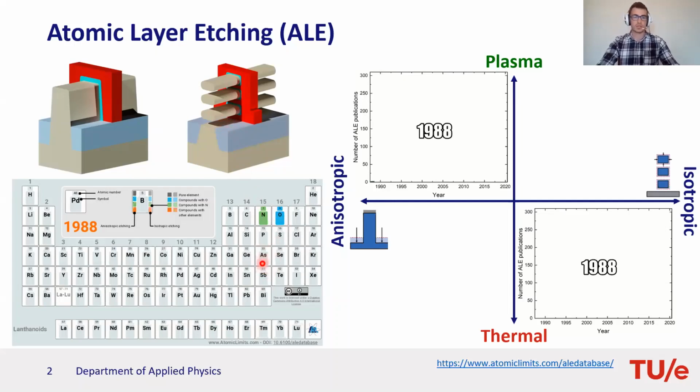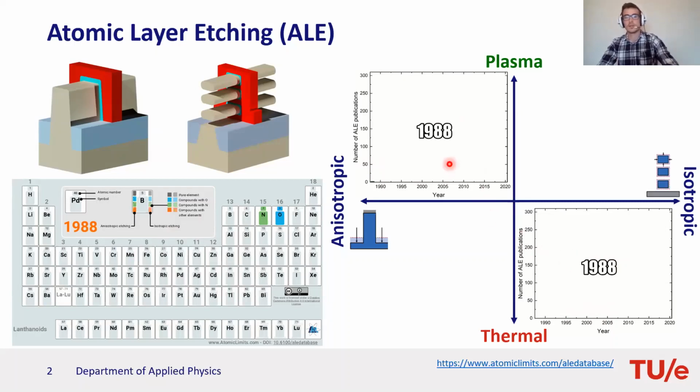So if we look at ALE more generally, and we look at our ALE database that myself and our group at Eindhoven curates, we can see that the processes are mostly split into anisotropic plasma ALE and thermal isotropic ALE, these top left and bottom right quadrants here.